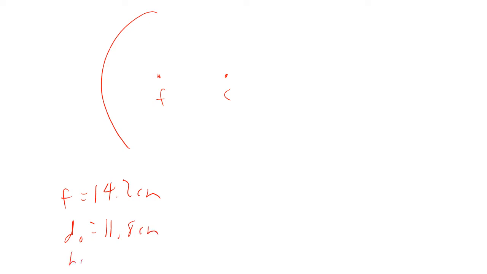I'm going to say the height of the object is, like last time, 1.25 centimeters. So now the object is right here. So the object is right there. So what happens? Ray diagram. The light comes straight in, parallel, goes out this way.